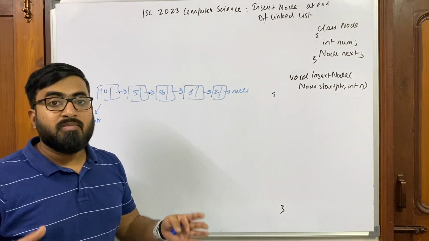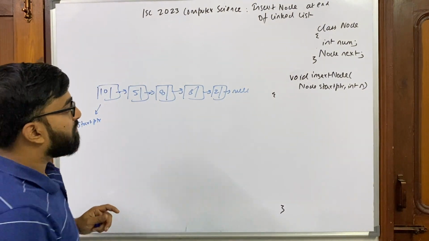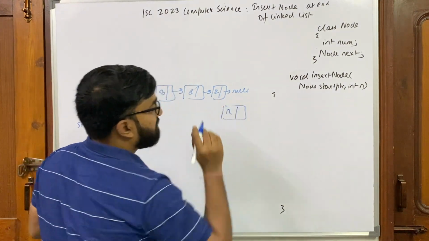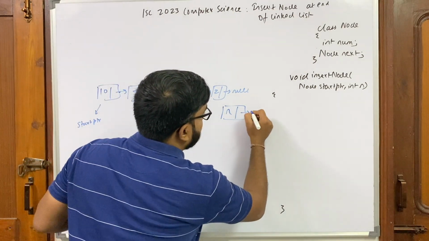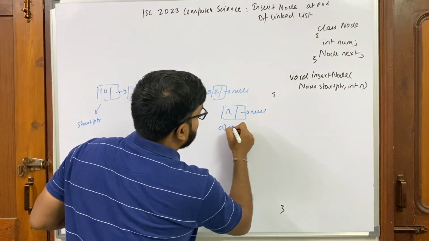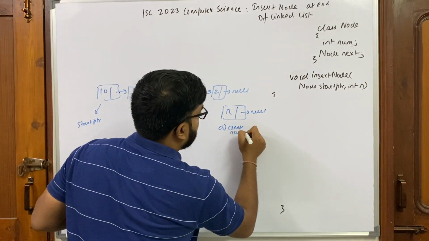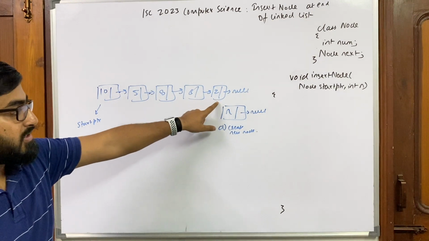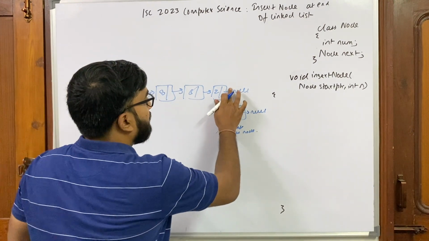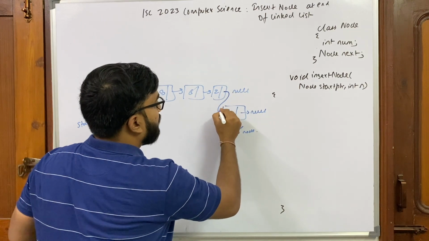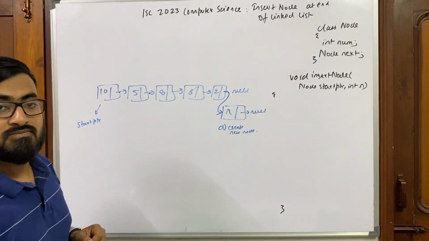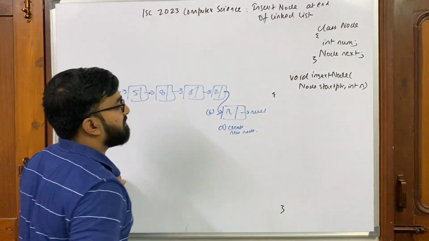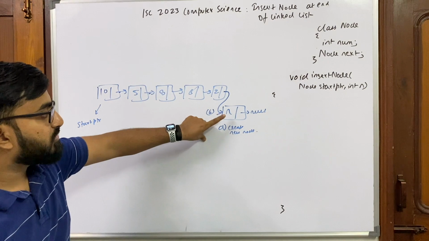So what exactly do we mean by inserting a node at the end of the linked list? I want to create a node and I've been given a value n. So I'll say this is my new node with a value n and the next of this is null. So step A is create new node. This has to come at the next of the last node. So you say the next of the last node is pointing to this node. This is your step B. We have to connect the last node's next to this new node.